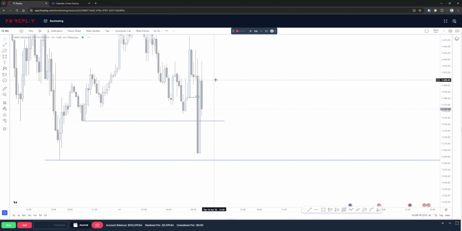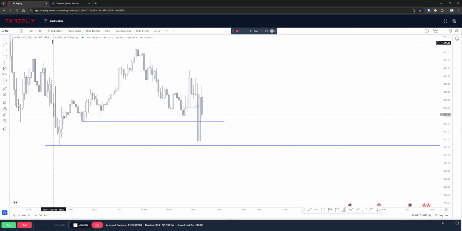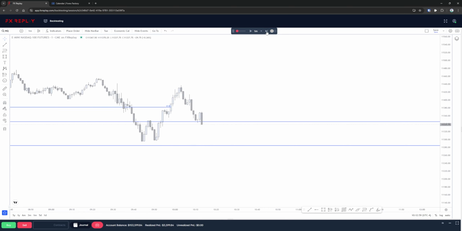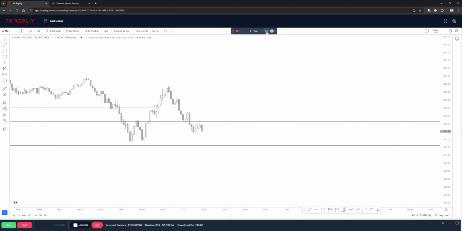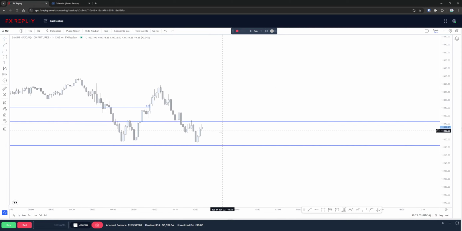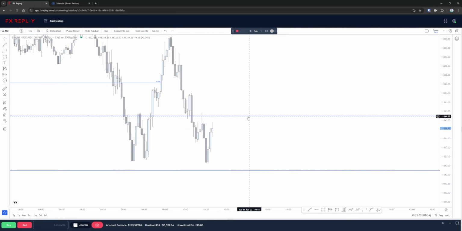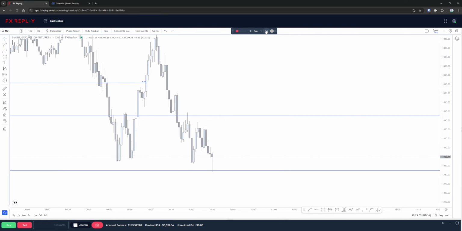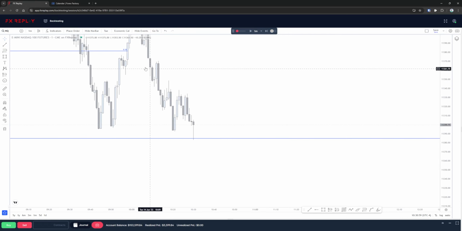Looking at the 15-minute, yeah, we just have this consolidate. This looks awful. It's just not a nice price action, in my opinion. Are we going to take this low? We do take the low.